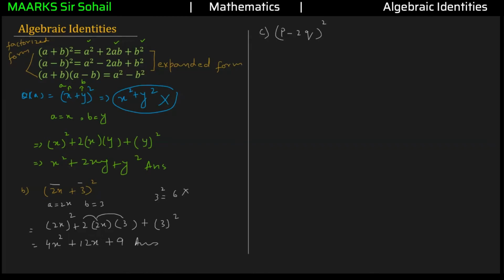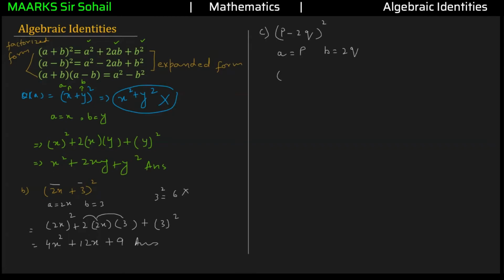So here my a is p and my b is 2q. Make sure you do not write minus 2q, because a and b is always positive. Whenever you are applying this formula, make sure whenever you are assigning a and b, keep in mind that a and b is always positive.